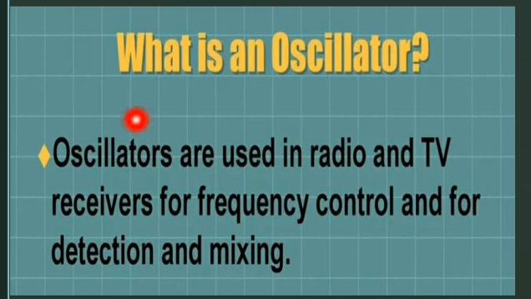Oscillators are used in radio and TV receivers for frequency control and for detection and mixing. So oscillators are used in radio circuits and TV receiver circuits for frequency control, for detection of signals, and for mixing the high frequency and low frequency signals. So these are the uses of oscillators.